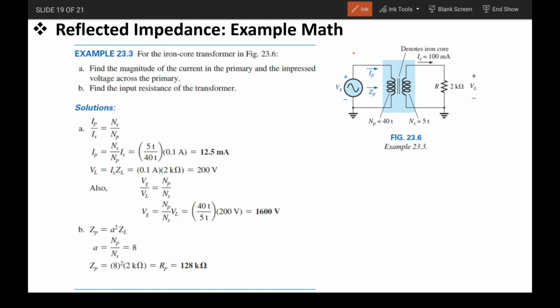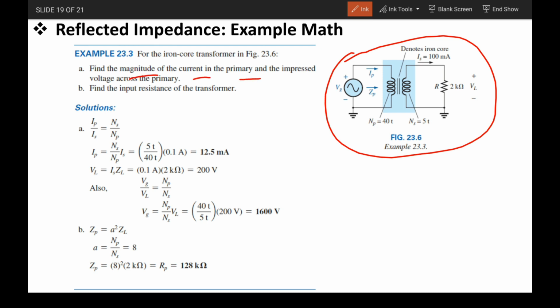So again, some values are given and you just need to use the simple formula. First of all, find the magnitude of the current in the primary and the impressed voltage across the primary. First, it is asking the magnitude of current in the primary, that is IP. If we notice what is given, NP is given, NS is given, and IS is also given.